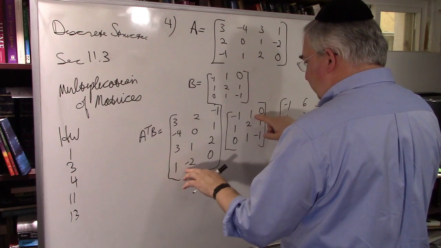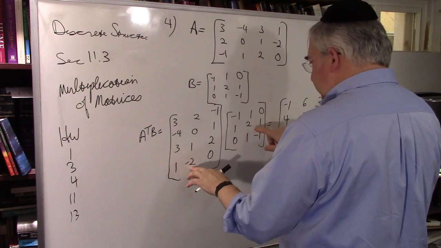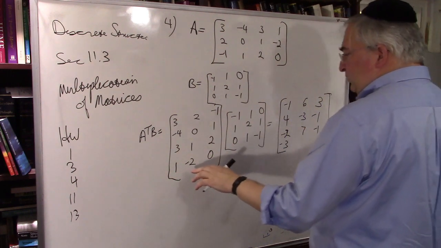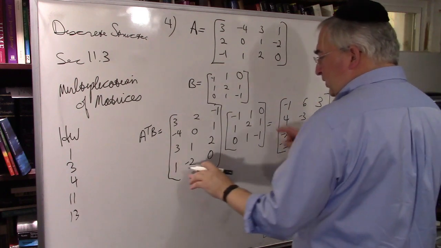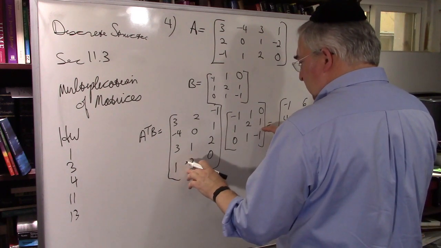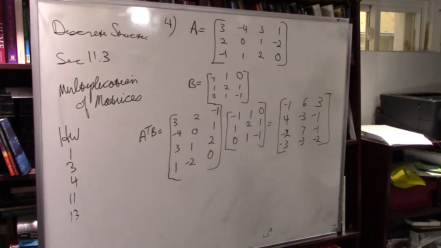Minus 1 plus minus 4. 1 plus minus 4 plus 0. So 1 plus minus 4 is minus 3. 0. That's a minus 2. Okay, that takes care of that.